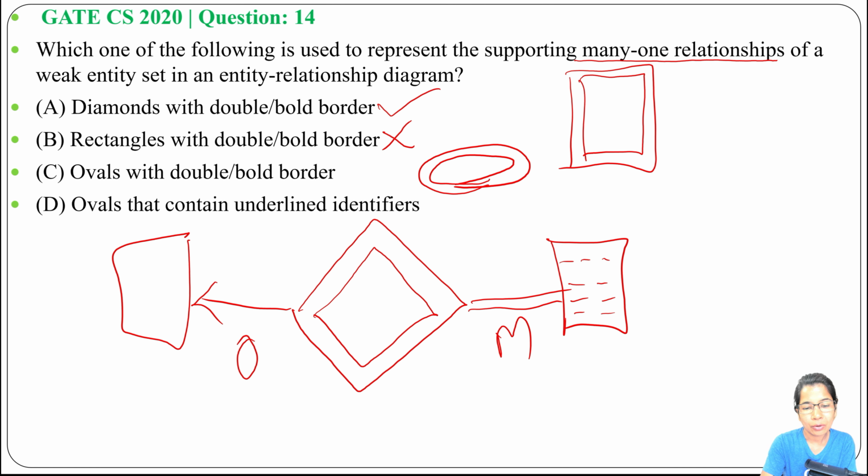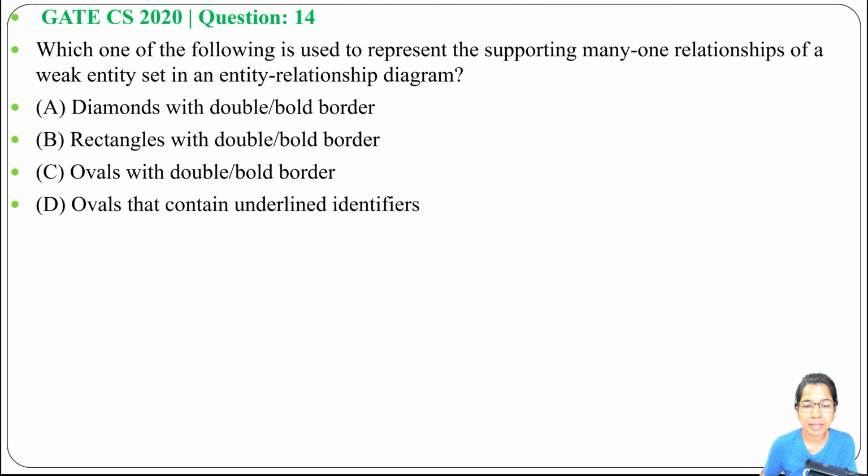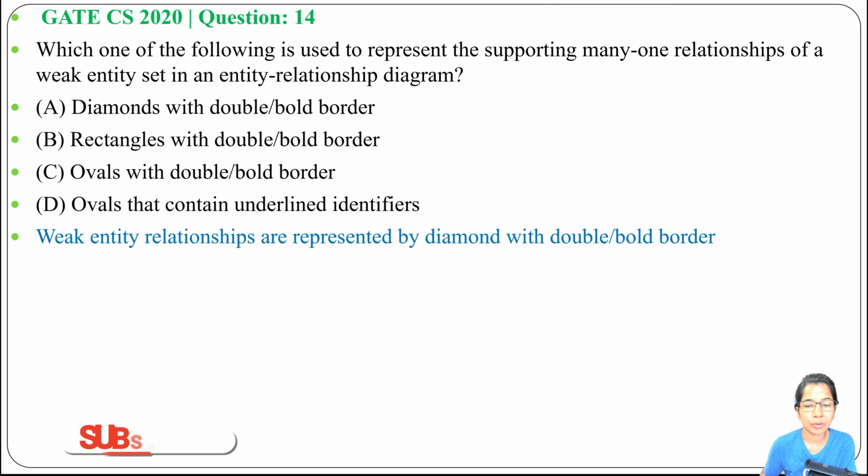Then option D, oval that contains underlined attribute. Underlined attribute means that's the key. So the answer will be option A. Weak entity relationships are represented by diamond with double or bold border.